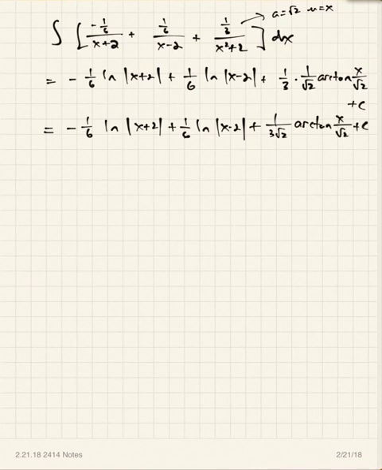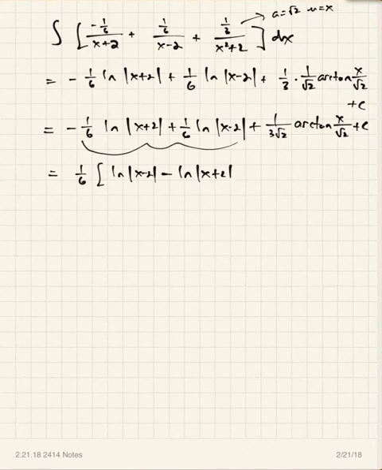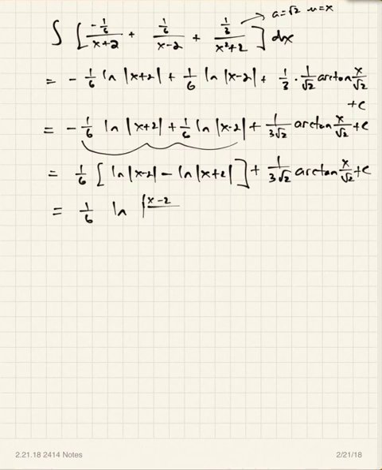And for those of you who want to check your work, like with Wolfram Alpha or something, they would very likely take those two terms and combine them. You could factor out a 1/6 there, and that leaves you with the natural log of x minus 2 minus the natural log of the absolute value of x plus 2. And so likely you would see those two logarithms combined using the quotient rule for logarithms. So you'd have 1/6 natural log of the absolute value of x minus 2 over x plus 2, like that.